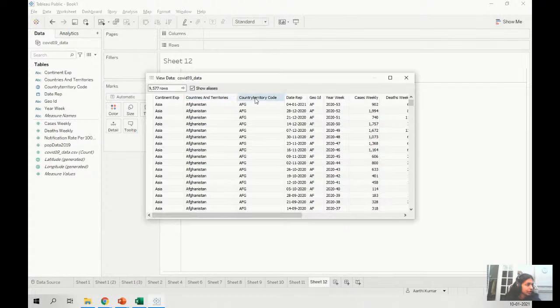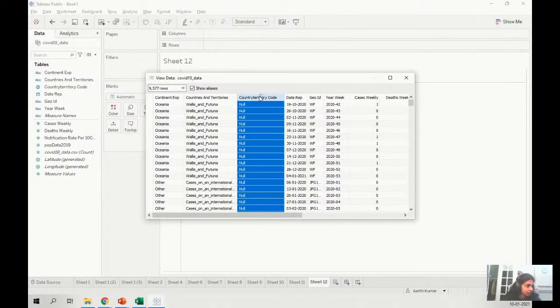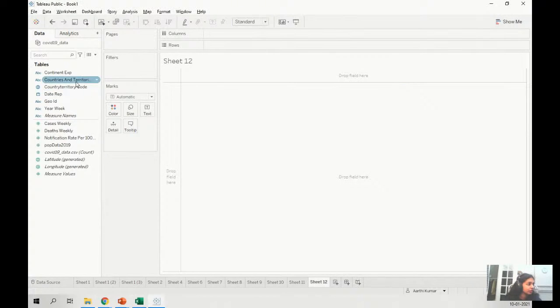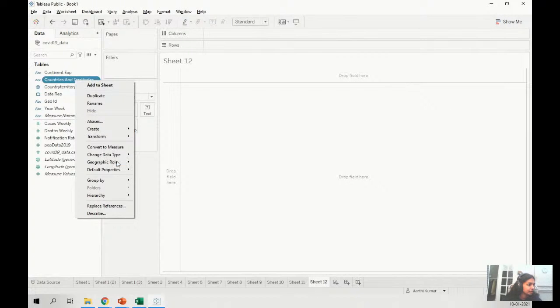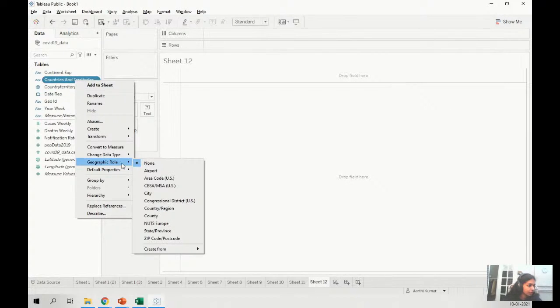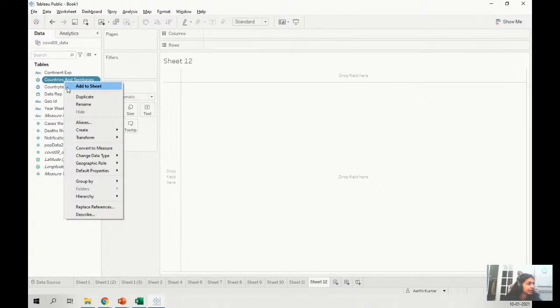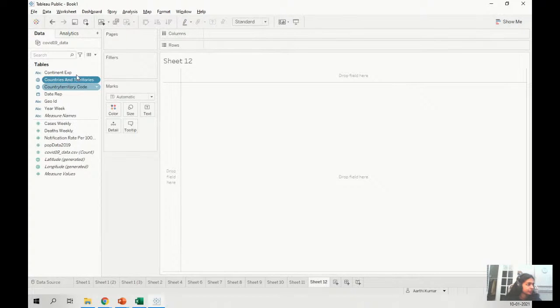So the geo ID has been done on this column, whereas we can use this column also for the variables for geocoding. What I'm going to do over here is I'm going to right click and then geographic role. I'm going to call it country. So this is the country that we have. And then I'm going to right click and add it to the sheet.